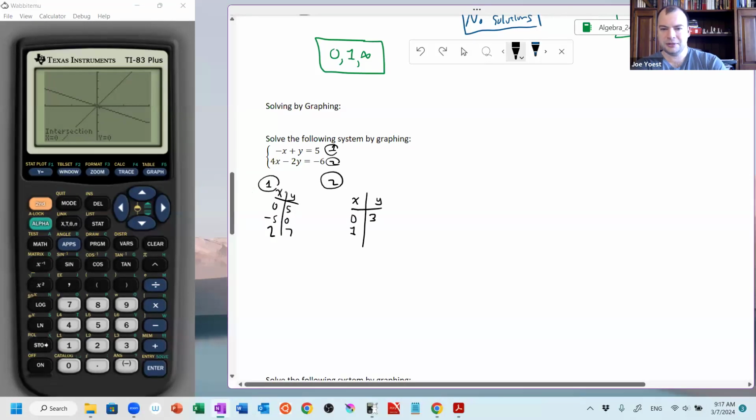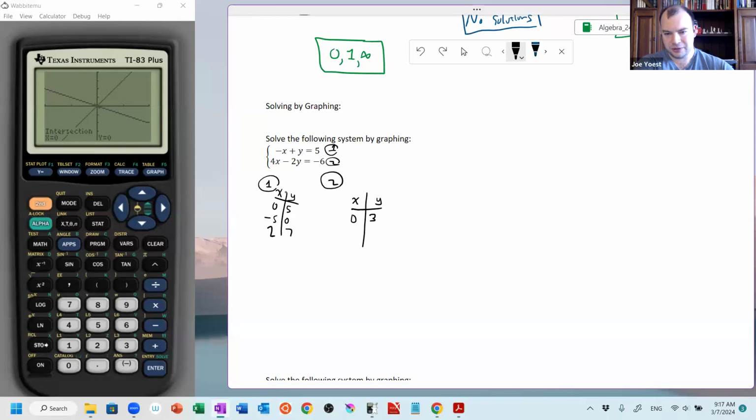Sorry, I did that backwards. If y was 1, then I have 4x minus 2 equals -6, 4x equals -4, x is -1. And what else could I have? Well, if x was 1, I have 4 minus 2y equals -6. If I subtract 4 over, -2y equals -10. And this gives me y equals 5.